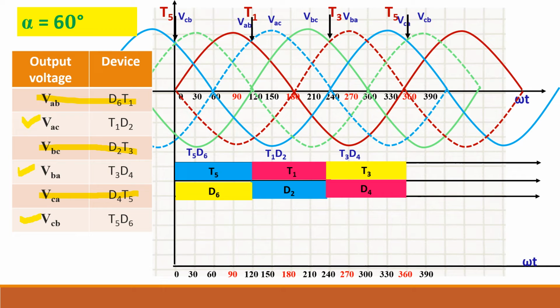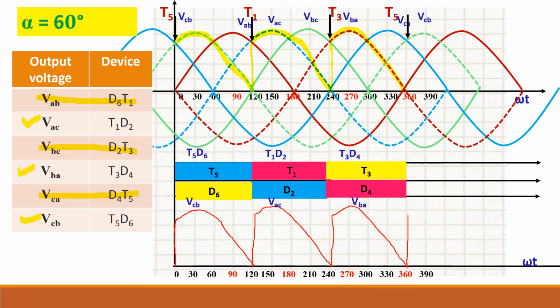Now let us draw the waveform. First one, T5 D6. What is T5 D6? Output should be VCB. So till 120 degree you should follow the VCB waveform. Then T1 and D2, VAC waveform. Follow the VAC waveform till 240 degree. Then follow the VBA waveform till 360. So this is your output voltage.